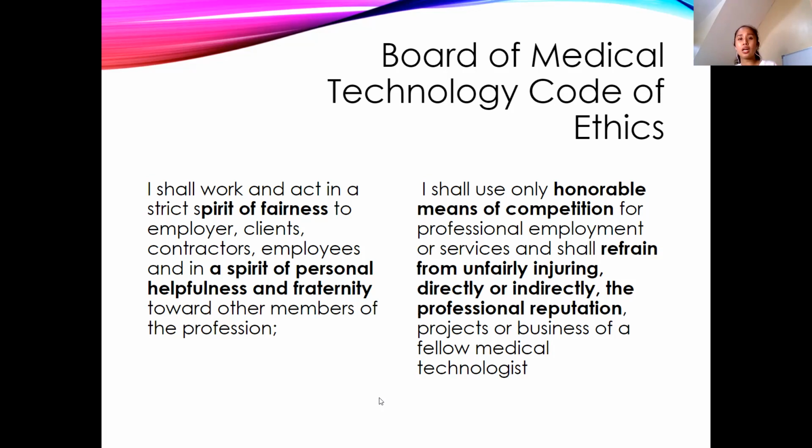What else? I shall use only honorable means of competition. Some are not using honorable means of competition for professional employment or services. I shall refrain from unfairly injuring, directly or indirectly, the professional reputation of projects or businesses of a fellow medical technologist. So class, we should act professionally. Kunyari, hindi tayo magkakalat ng chismis na may HIV si ganyan or positive sa drug test si ganyan, di ba? So, let's not destroy someone's professional reputation.